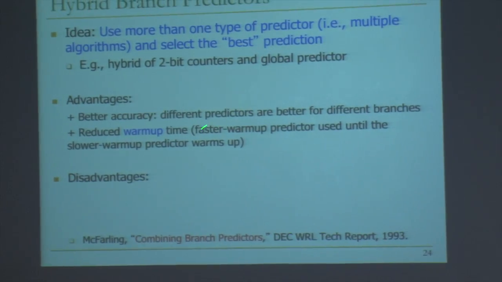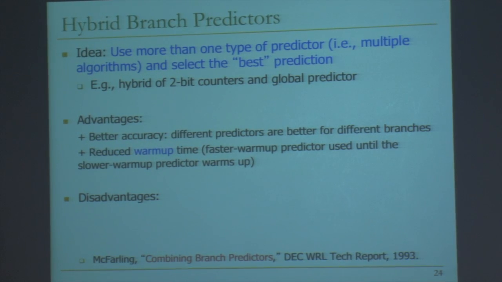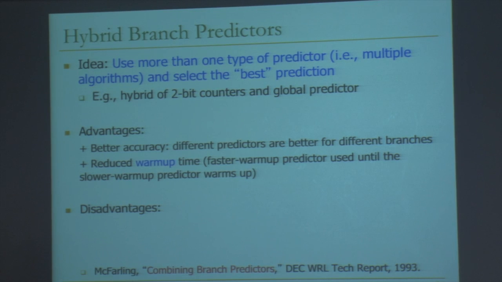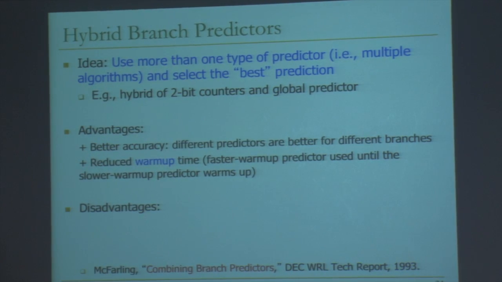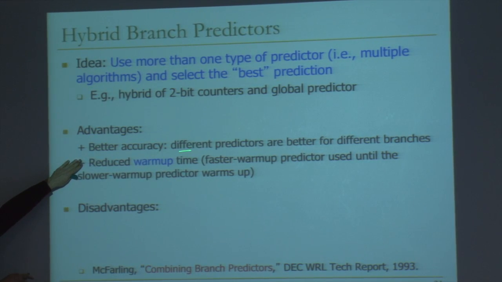Basically, what you can do is use the faster warm-up predictor, 2-bit counters, until the slower warm-up predictor warms up. Then the key question is, how do you figure out the predictor has warmed up, right? Well, that may be another threshold. But the bigger advantage is you get better accuracy because different predictors are better for different branches. One thing that we will look at later on is a lot of the branches are just biased. For example, a loop branch that's iterating 1 billion times. You really don't want to use a global predictor for that, right? Because that branch is going to be taken most of the time, and 2-bit counters is perhaps enough.